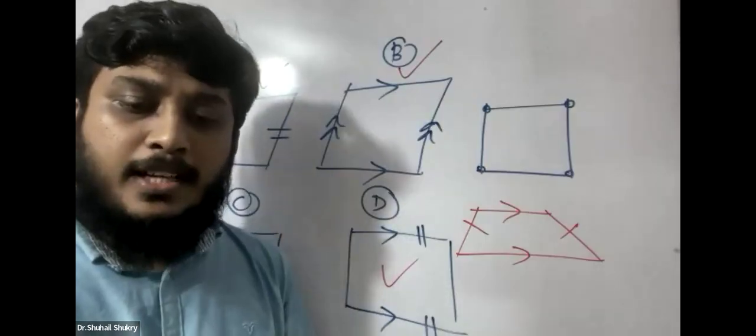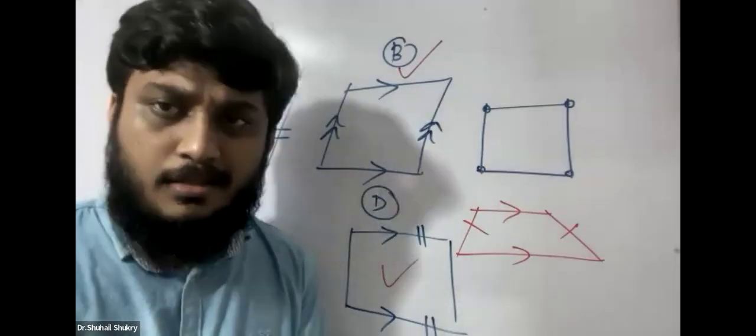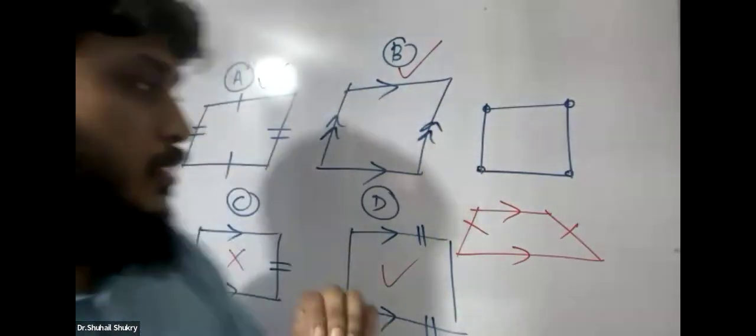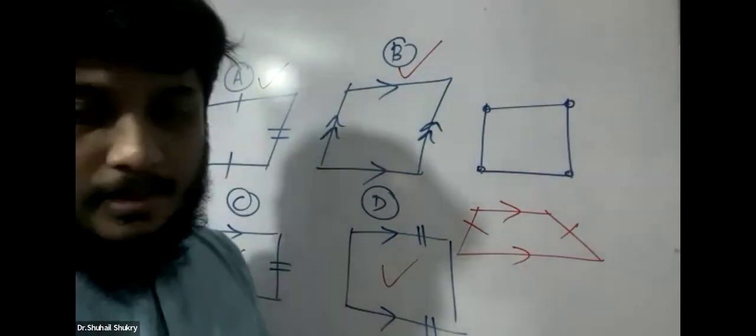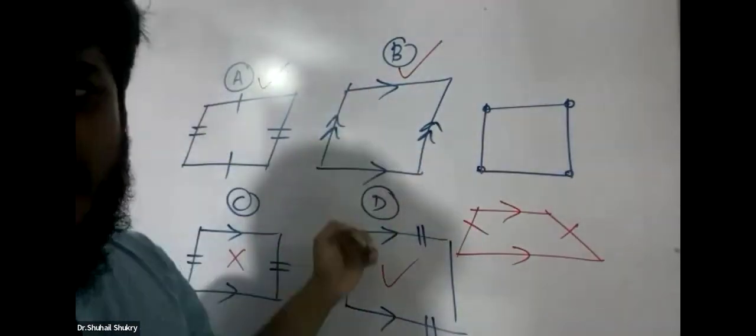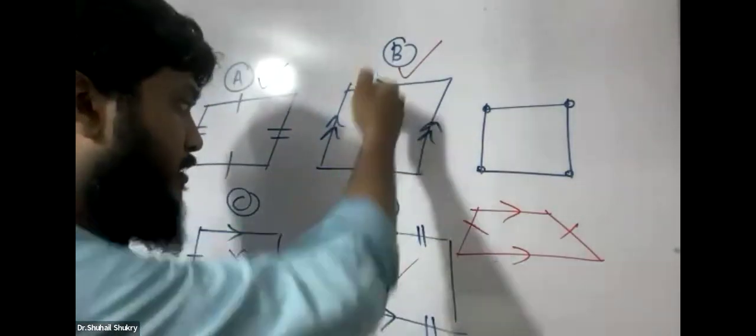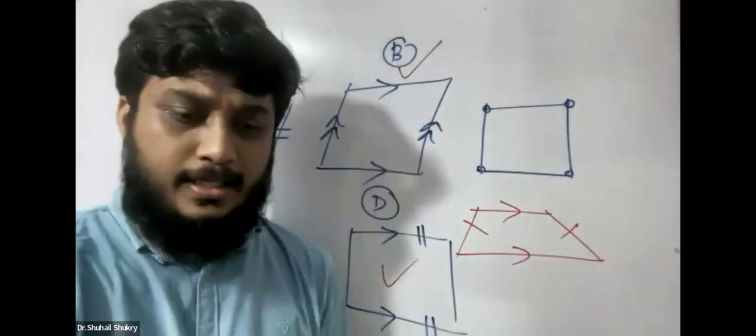Second one, both pairs of opposite sides are congruent. Congruent, right? Both sides are equal. Congruent means equal, 100% equal. Both pairs of opposite sides are congruent. Both the pairs of opposite sides are equal.